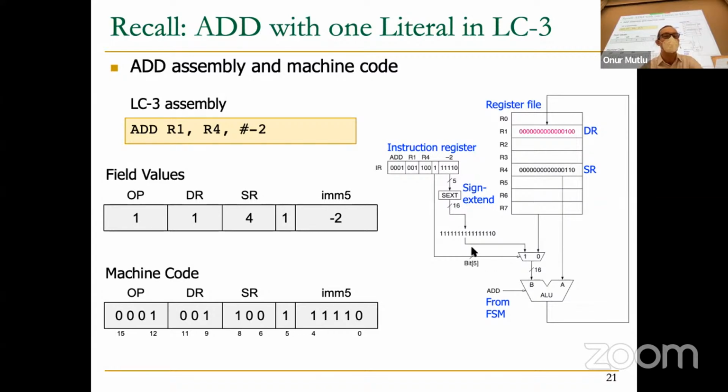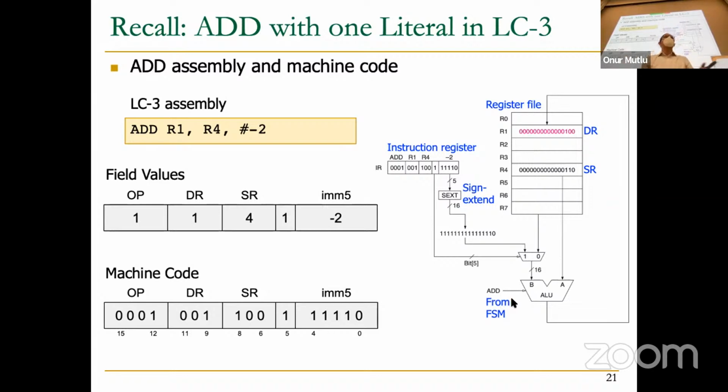And remember, instruction register bit 5 was the one that made the difference over here. If bit 5 was set to 1, we would get the sign extended immediate. If it was not set to 1, we would get the second source register coming from the register file. And the add function needs to be specified.